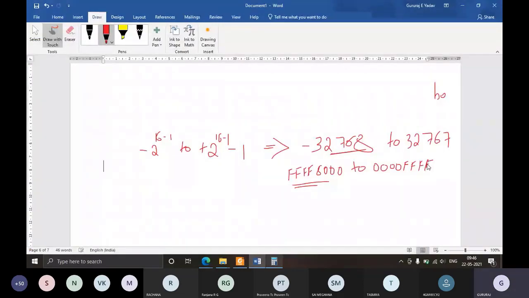Right? So 4 Fs. This is the range that we can represent. So F, F, F, F. This is the positive value and this is the negative value.